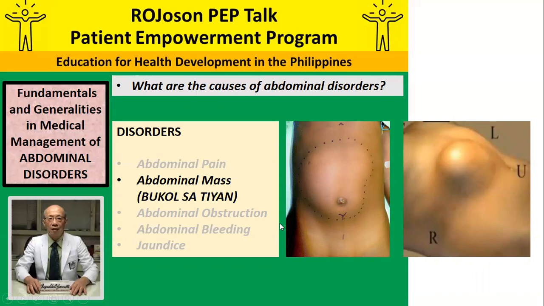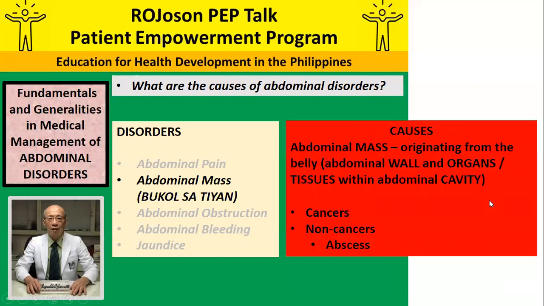Abdominal mass or bukol sa tiyan, as illustrated. Abdominal mass can originate from the belly, meaning from the abdominal wall, as well as organs and tissues within or inside the abdominal cavity. And the specific causes can be cancers or non-cancers and abscess. And abscess can also form into a mass.